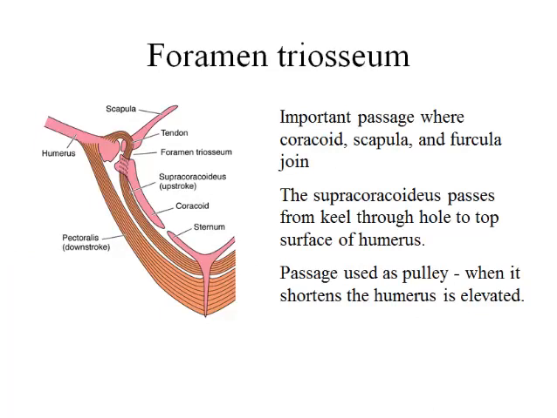Now, if you look at where the coracoid, scapula, and furcula come together, they form a really important passageway, a little hole called the foramen triosseum. You'll be able to see this in the lab. The tendon of the upstroke muscle, the supracoracoideus, passes from the bottom or ventral side of the bird, right, where it's attached on the carina, up through this hole onto the upper or dorsal surface of the humerus.